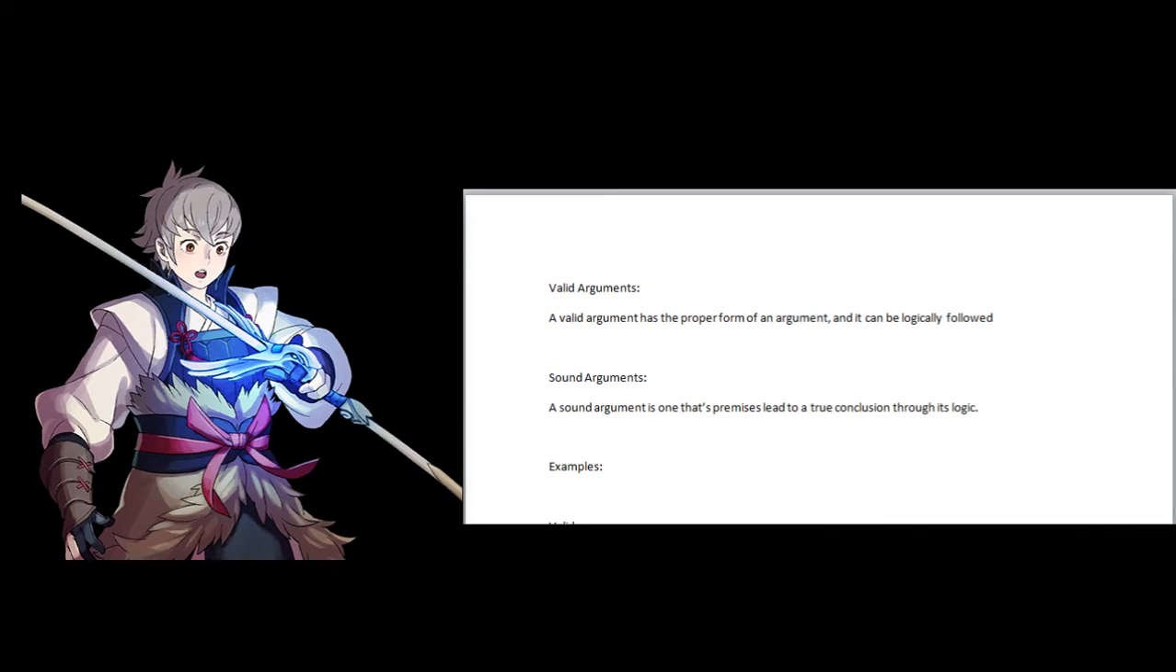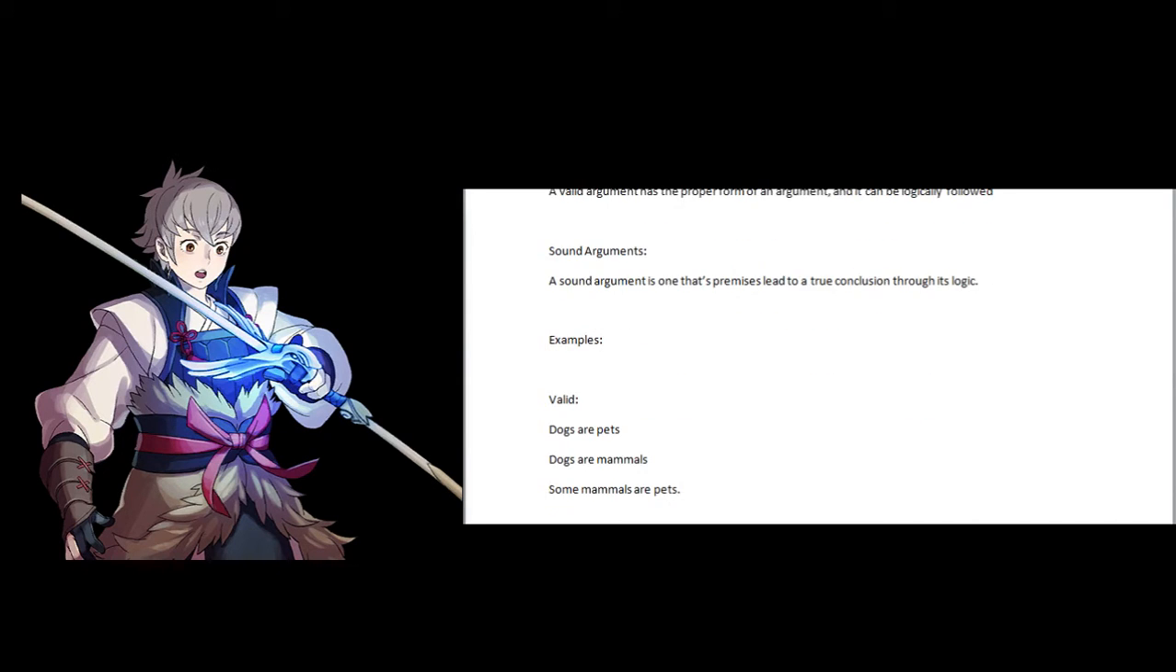A sound argument is one whose premises lead to a true conclusion through its logic. Basically, you need premises that are true and conclusions that are true. Not all arguments must be valid and sound, but at the same time, invalid arguments are always false, and unsound arguments are always untrue, while not necessarily invalid. I will give you some examples to clarify this.